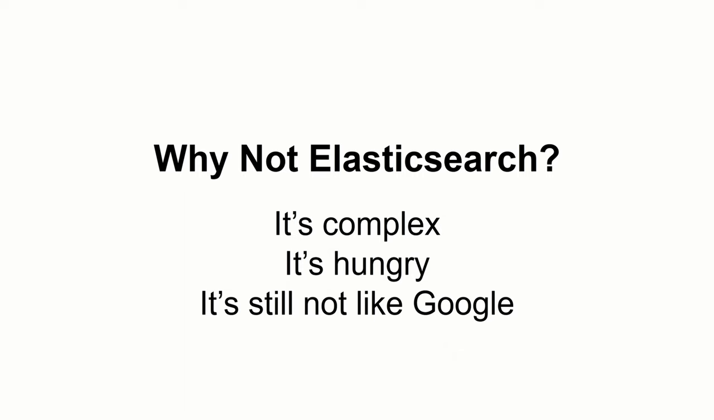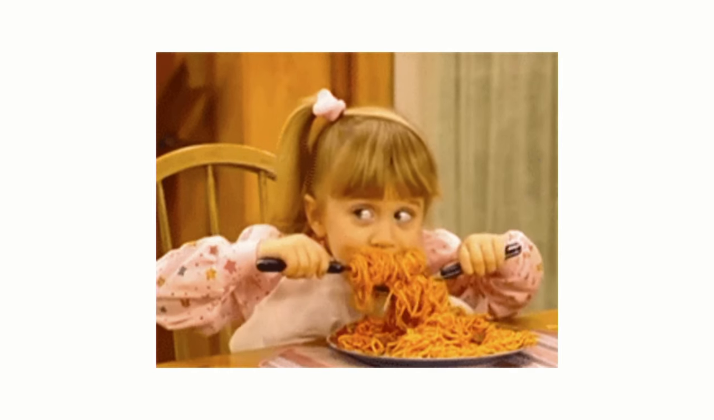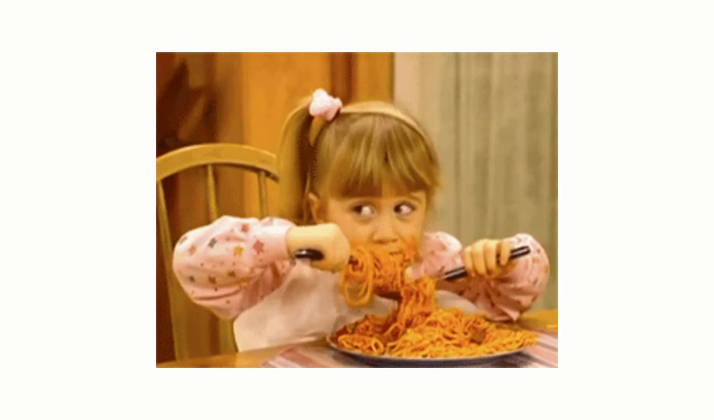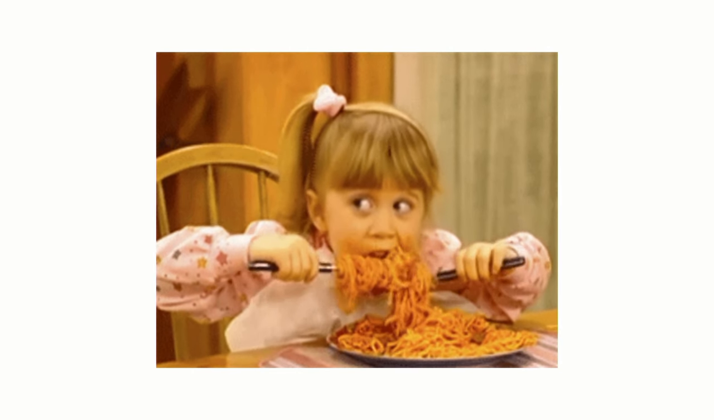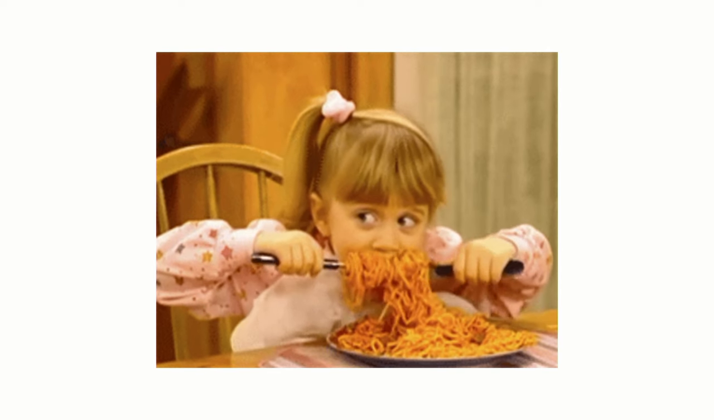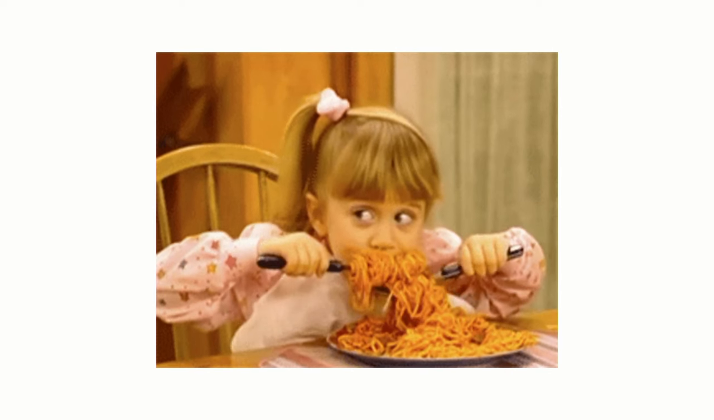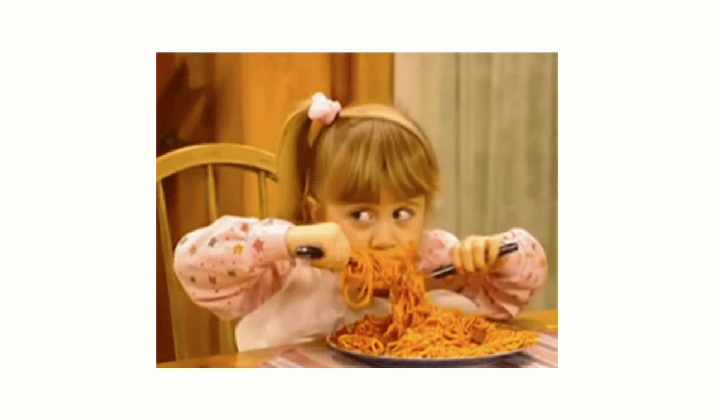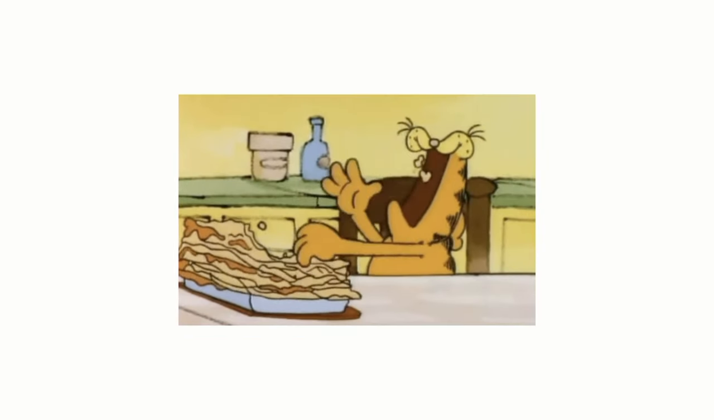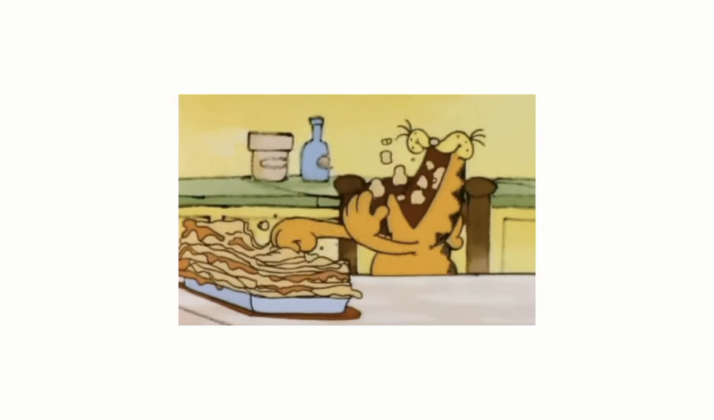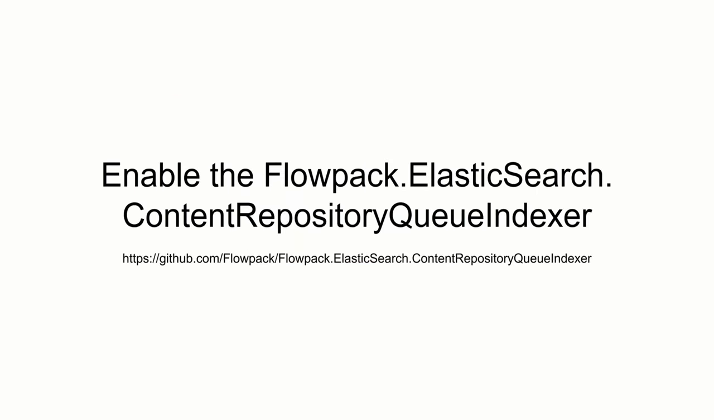So let's talk about the hungry part. It's eating memory like this, I think. That's extremely hard. And there's an indexer. You need to create the index, and the indexer is eating memory too. But there's a package called Flowpack Elasticsearch ContentRepositoryQueueIndexer. Not that handy, but very important. So this will create a lot of chunks which can be processed over time.